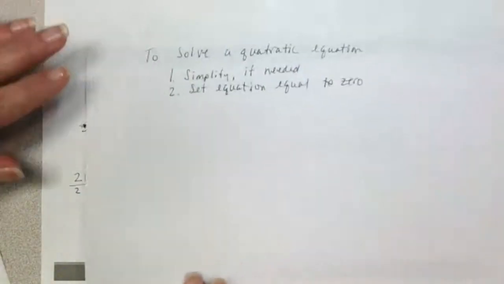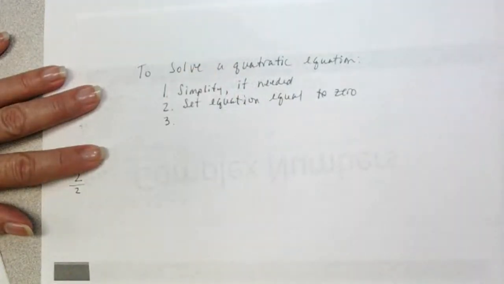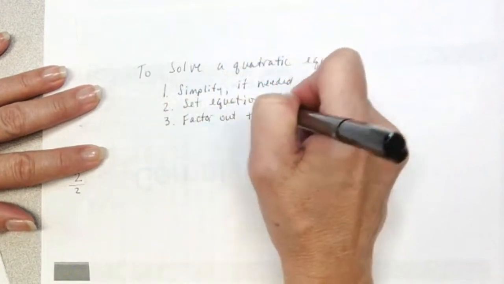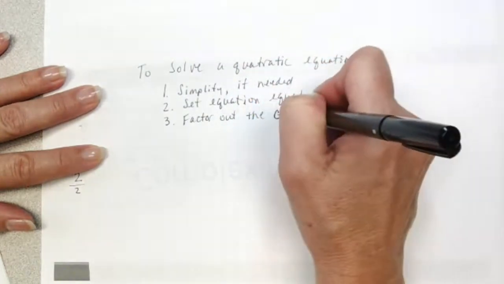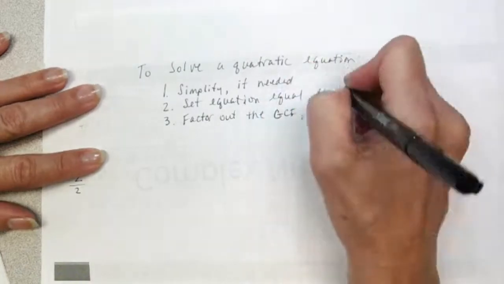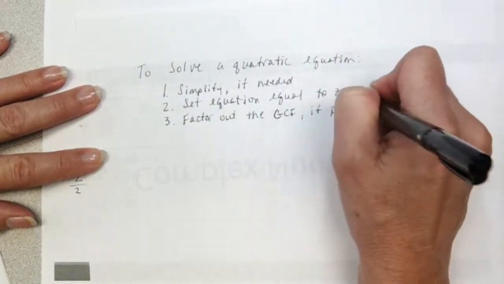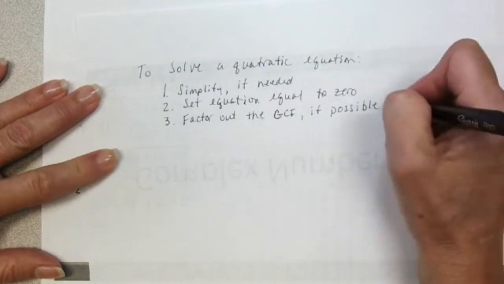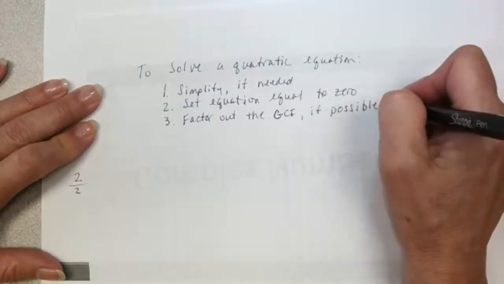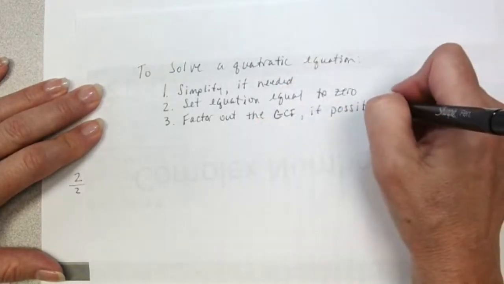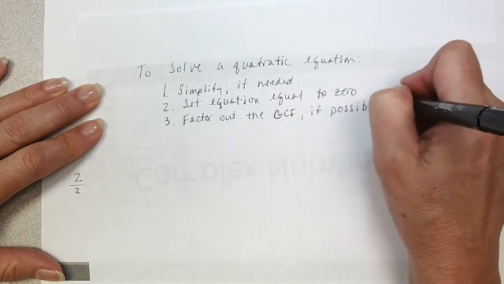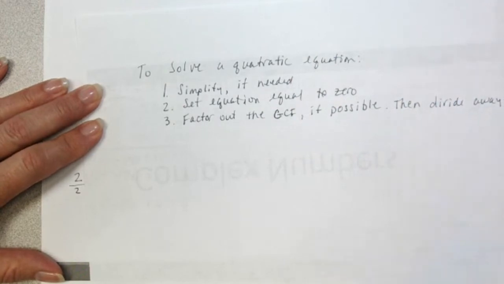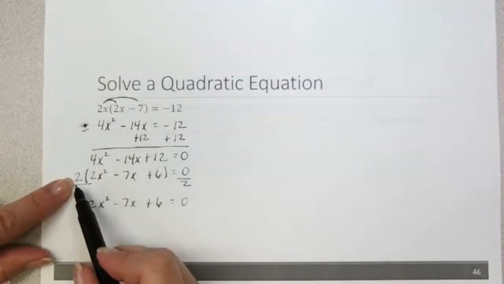All right, so that step, if we're writing steps, that third step here, we'd say factor out the greatest common factor, if there is one, right? Or the GCF, if possible. There isn't always going to be a greatest common factor, but if there is, we should factor it out. It'll make our future steps easier. Okay, so factor out the GCF if possible. We can then divide it away when we're solving. If possible, then divide away. And we don't have to deal with that GCF anymore if it's just a constant.